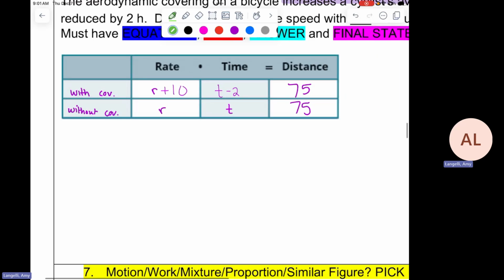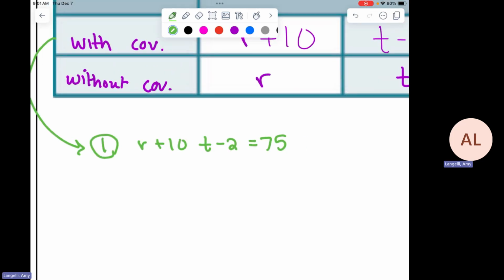Let's get the first equation. This is the one with the cover. Who can tell me the first equation? Good. Tell me something you probably implied, but I didn't write because I didn't hear it. Yes.